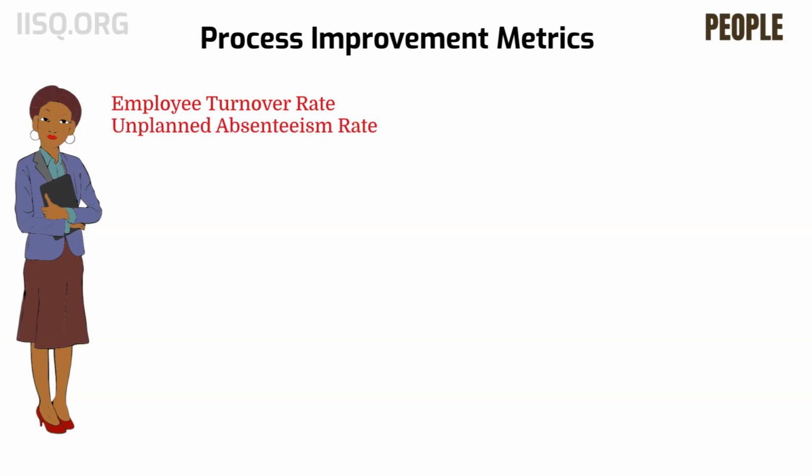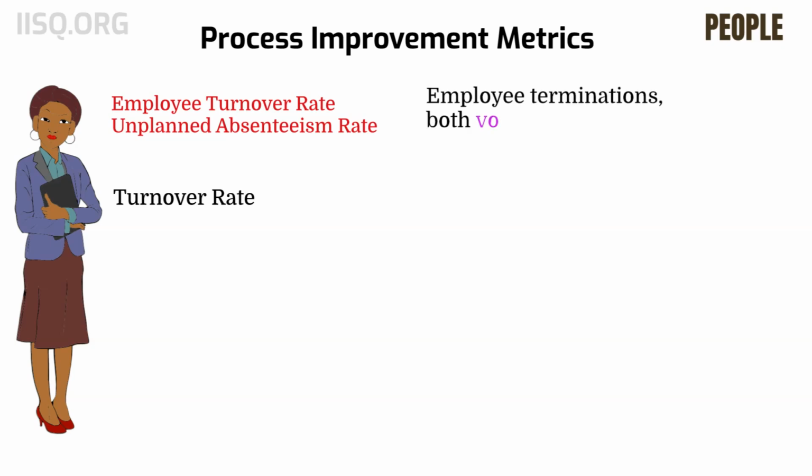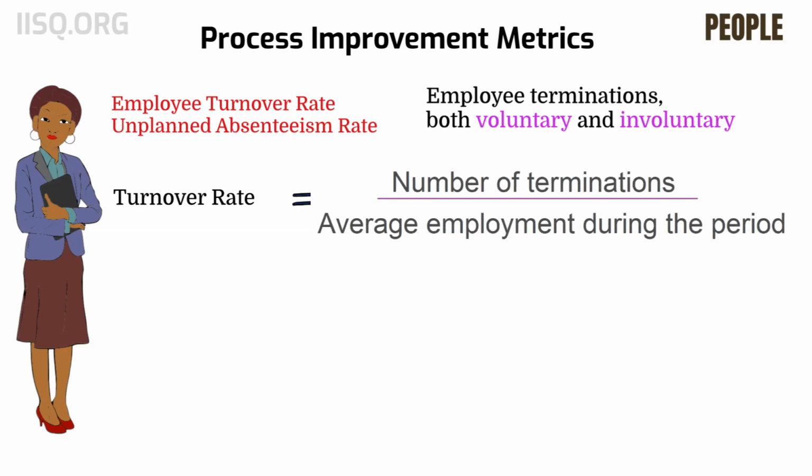Our next process improvement metric relates to people. These are mainly of 2 types: employee turnover rate and unplanned absenteeism rate. The first is employee turnover rate. The impact of employee terminations, both voluntary and involuntary, can be measured by the number of terminations divided by the average employment during the period. This is usually calculated annually.